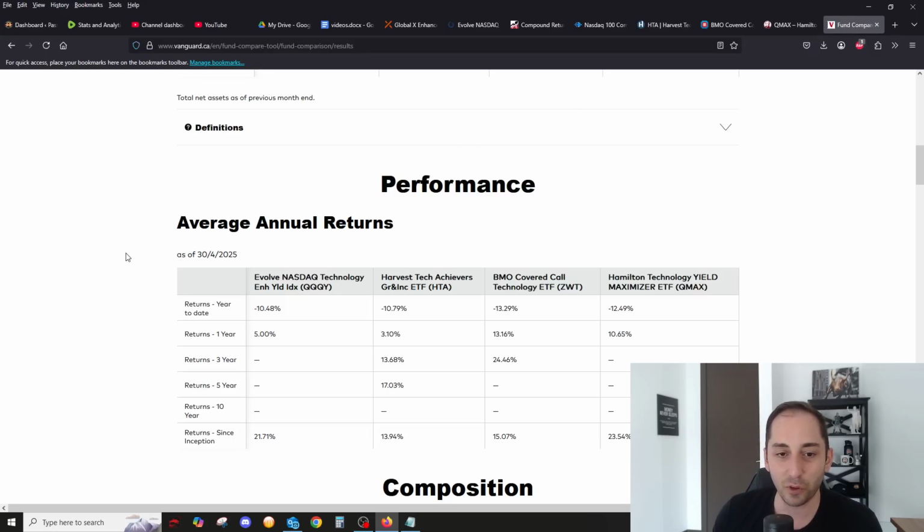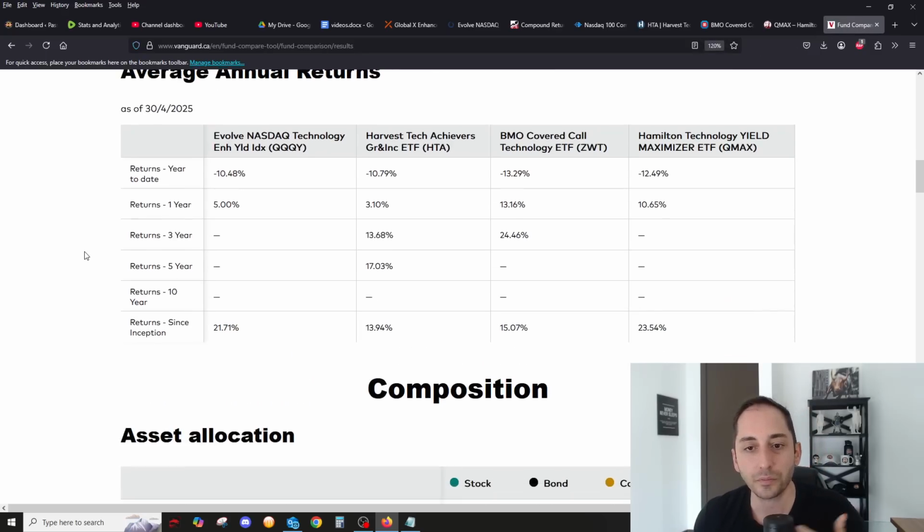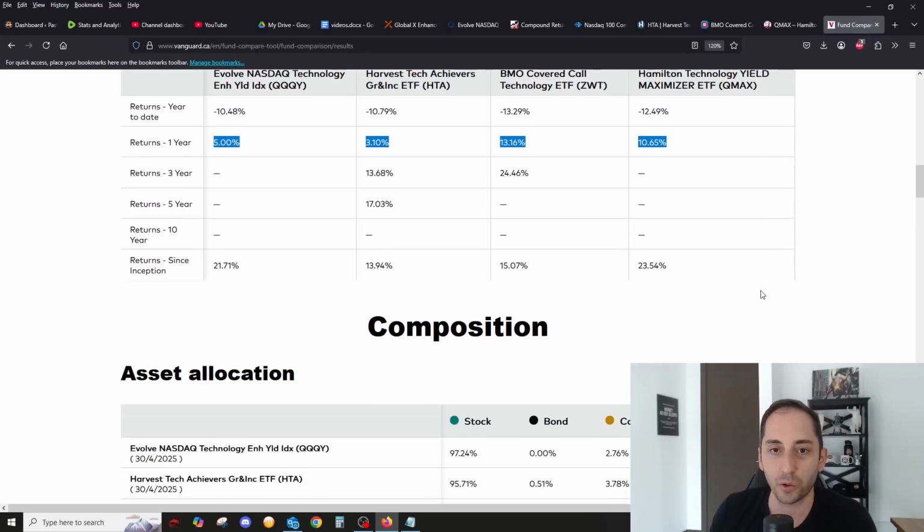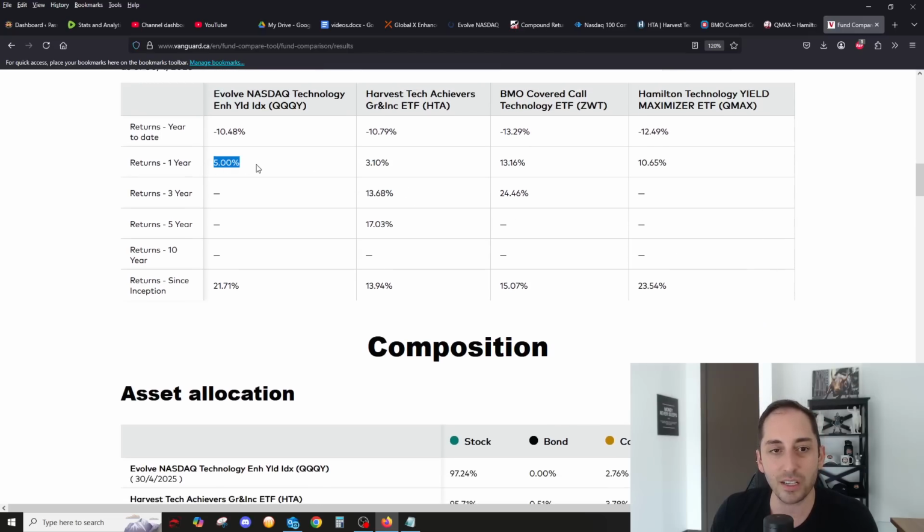So I just did a little performance calculator here. QQQY has not been out for 3 years, but we could do the 1 year total return comparison. You can see 5% for QQQY, 3.1% for HTA, and a big difference for ZWT and QMAX. I figured out why. It's because ZWT and QMAX are not hedged to the Canadian dollar. The Canadian dollar has gotten pummeled in the last year versus the American dollar, so that is why there's a big discrepancy in return. But of course, if the Canadian dollar starts getting stronger, the opposite could happen.